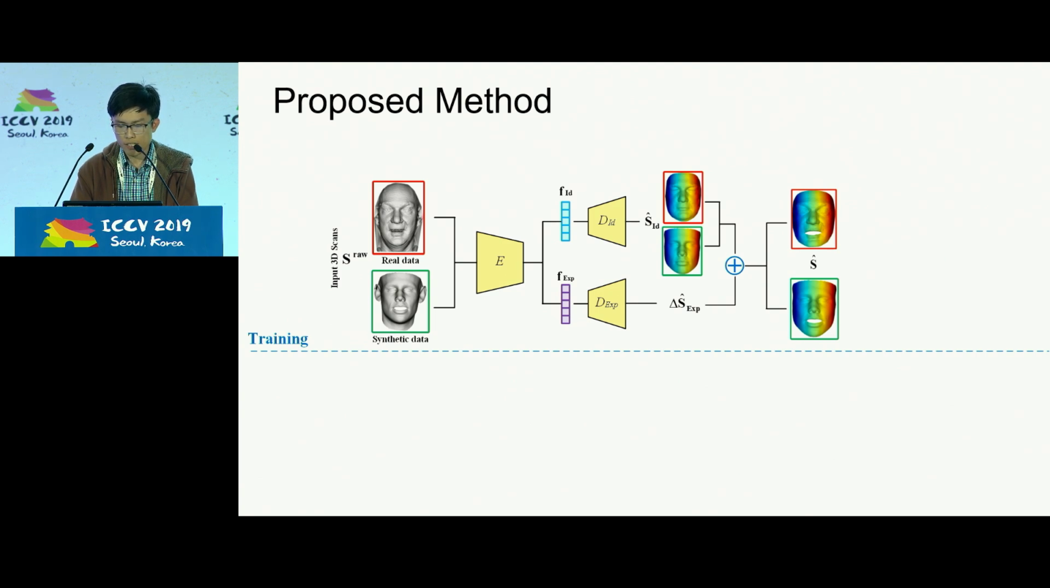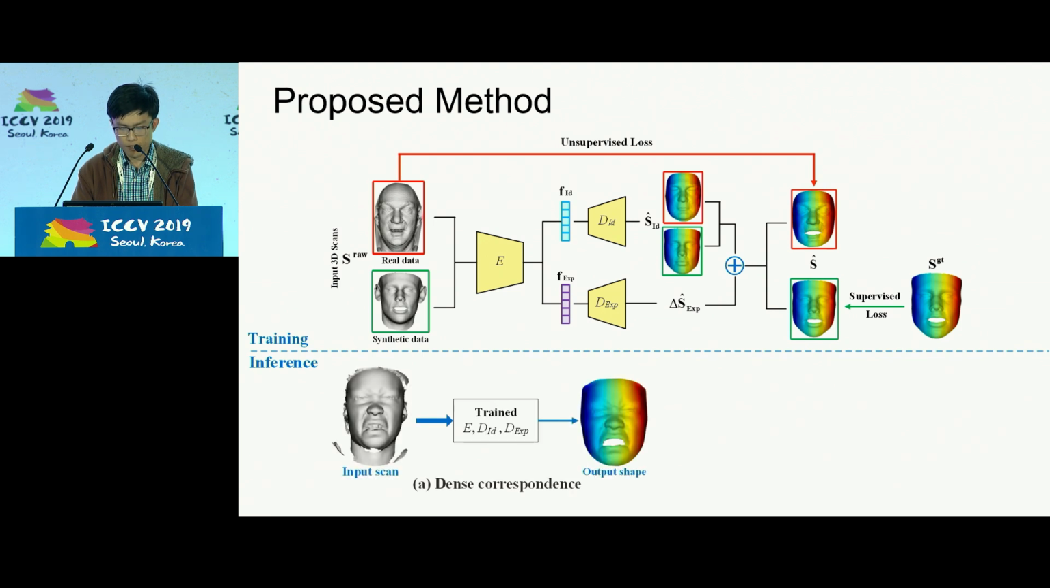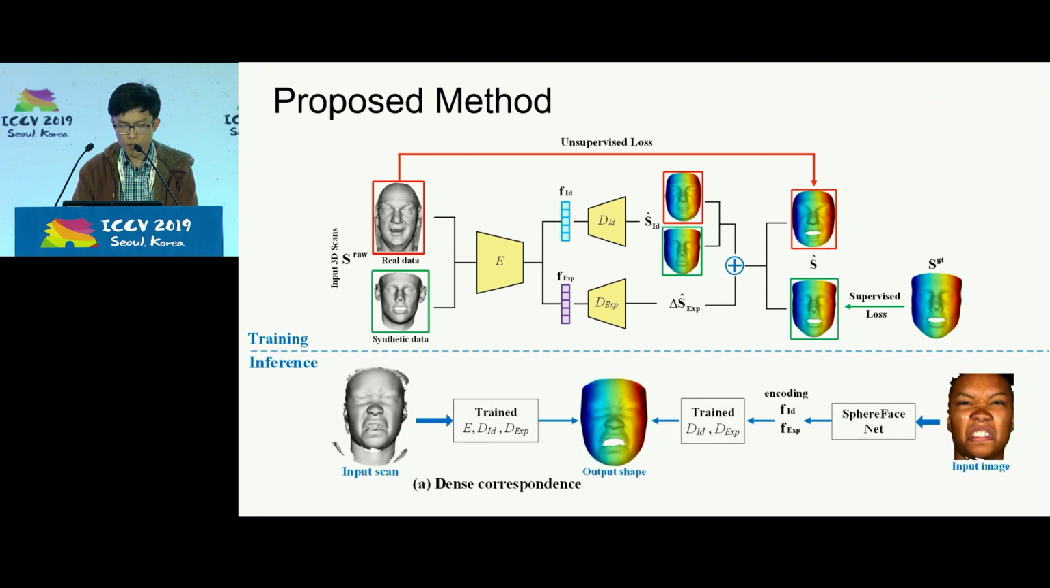Full supervision is not available due to a lack of ground truth corresponding labels. So we devised a weakly supervised learning approach with a mixture of synthetic and real 3D scans. Here we consider two training scenarios, synthetic and real data. Synthetic data with topological ground truth helps to learn a shape correspondence prior in a self-supervised fashion. During inference, our network can be used for 3D dense correspondence and 3D face reconstruction.